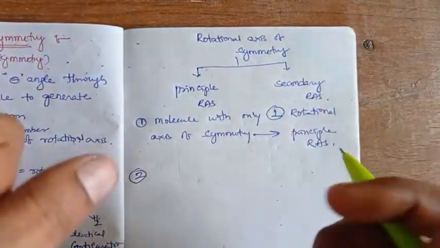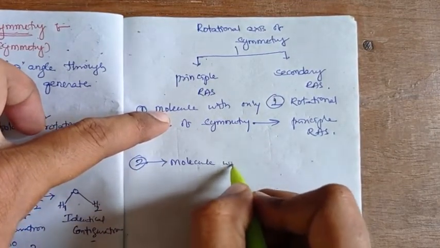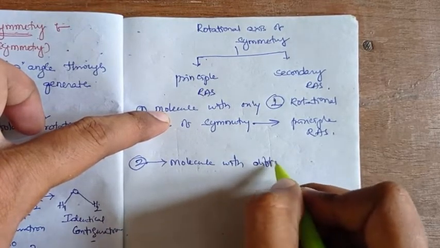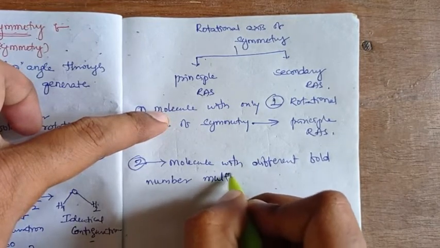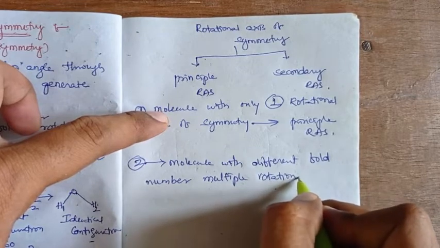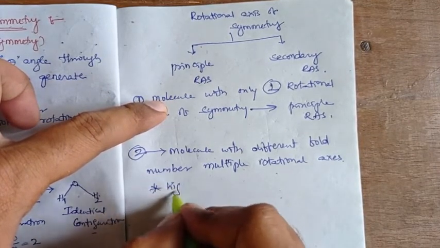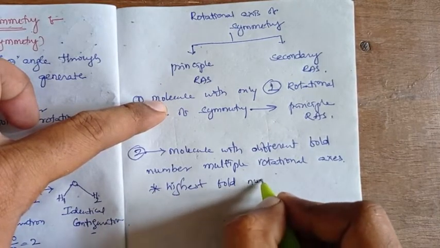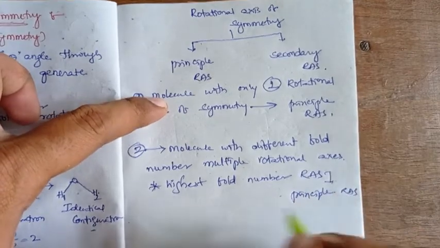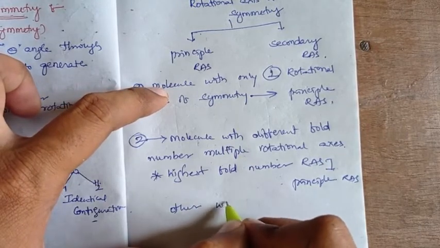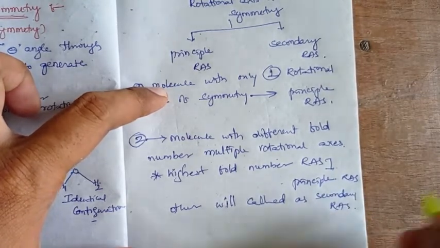But when a molecule has multiple rotational axes, right, with different fold number rotational axes, the rotational axis of symmetry with the highest fold number will be called the principal rotational axis of symmetry, and the others will be called secondary rotational axes of symmetry, right?